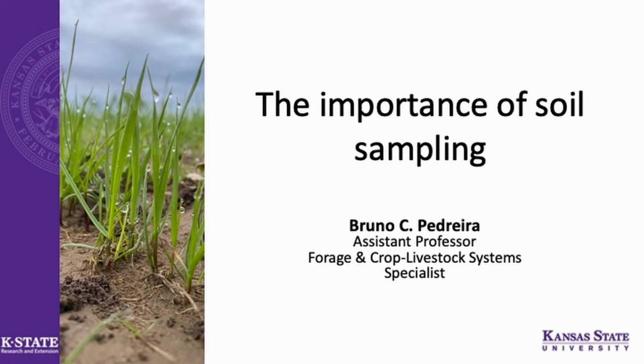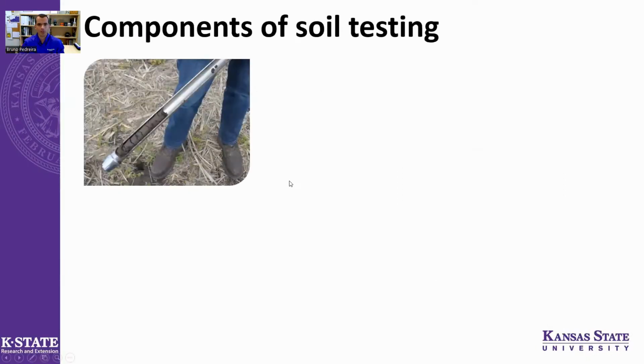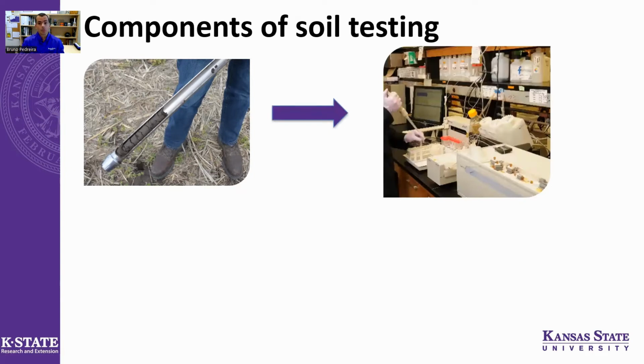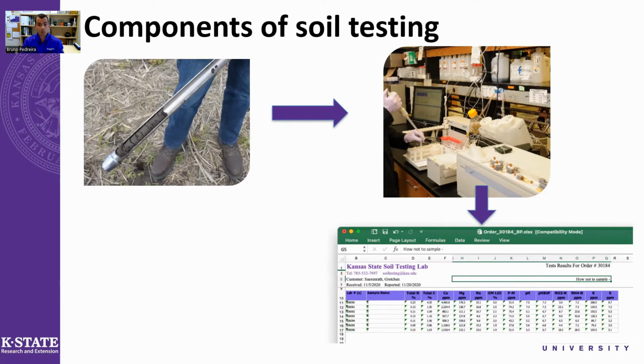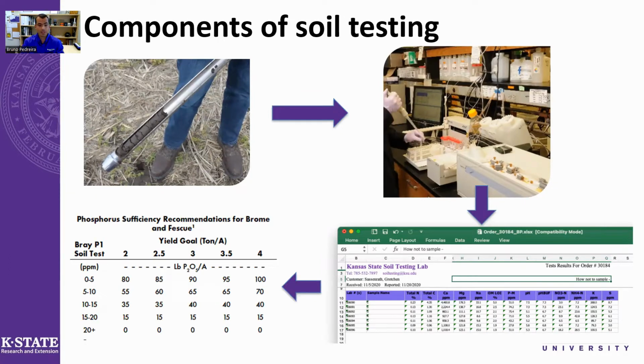Hey guys, today I want to talk with you about the importance of soil sampling. We have a few components in a soil test. First of all, we need to go to the field and take some soil cores. Then we send the soil to the lab where the sample will be analyzed, and based on that, we get a soil testing lab report. With that, we will be able to have a recommendation for whichever crop we are talking about today.